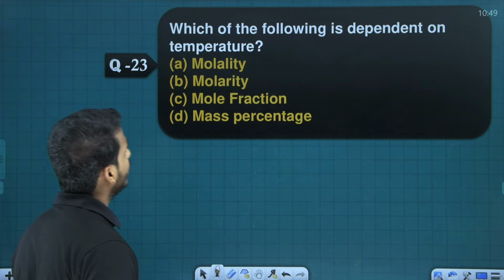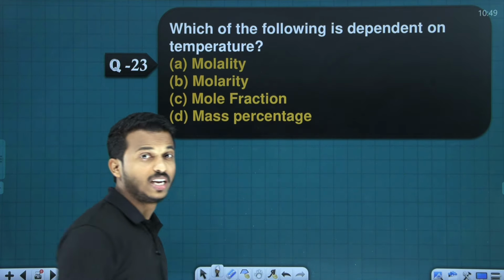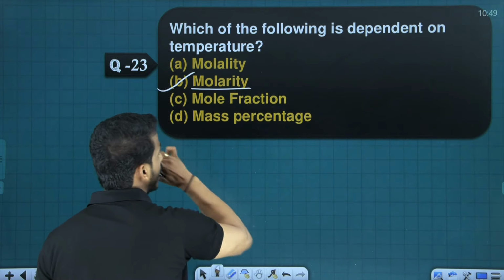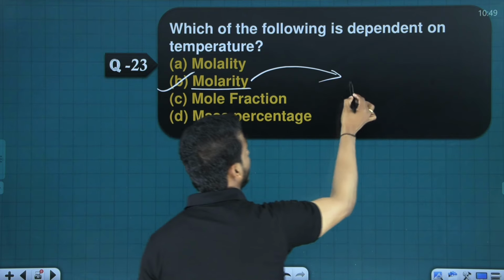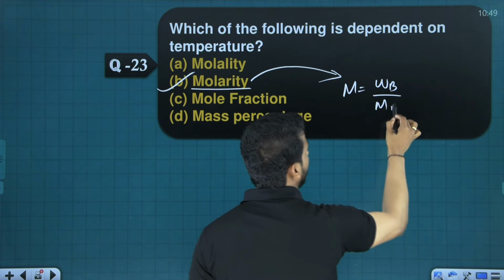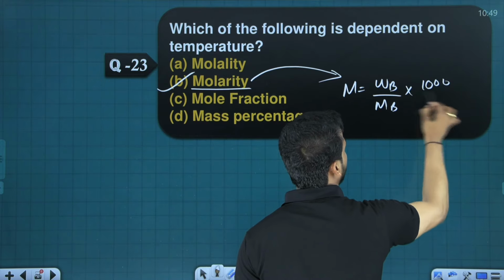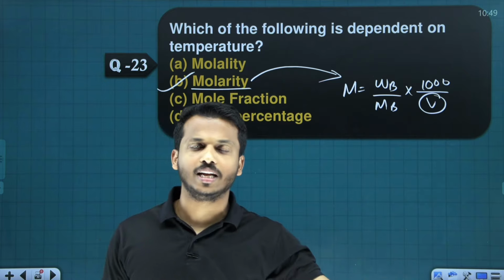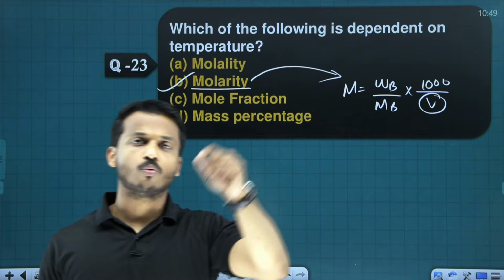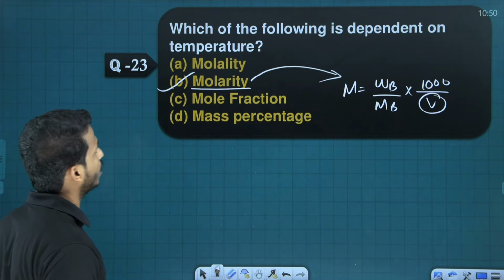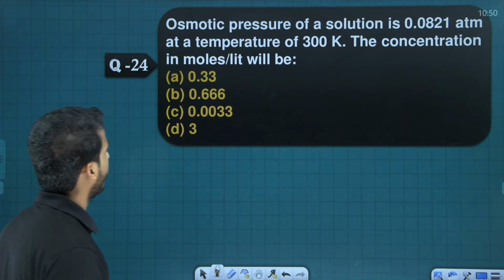Which of the following is dependent on temperature? Which one mainly? Molarity, because you know molarity depends on it. What is the expression? WB by MB into 1000 divided by volume. See, the volume term is there in molarity. So when temperature changes, volume changes, and molarity changes. So molarity is the one dependent on temperature.